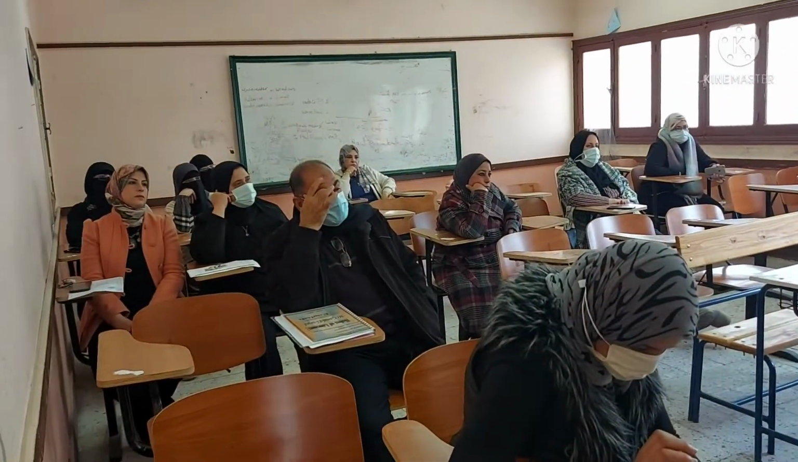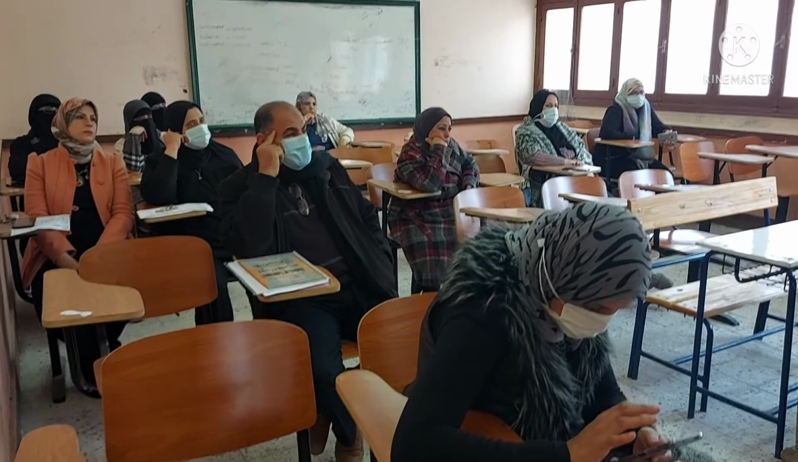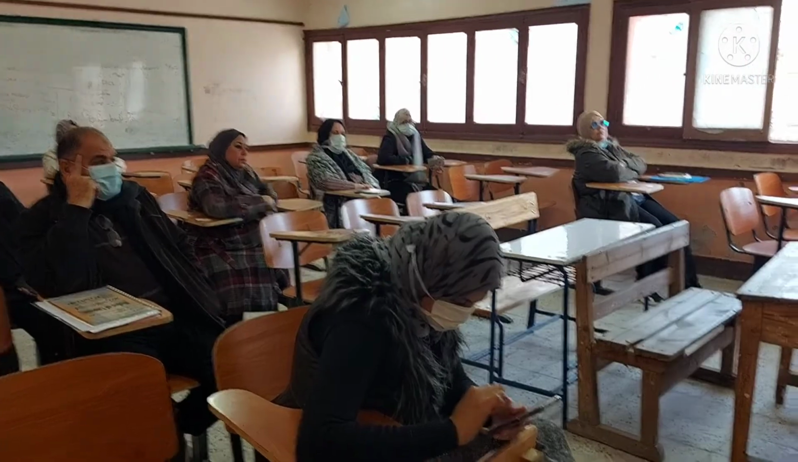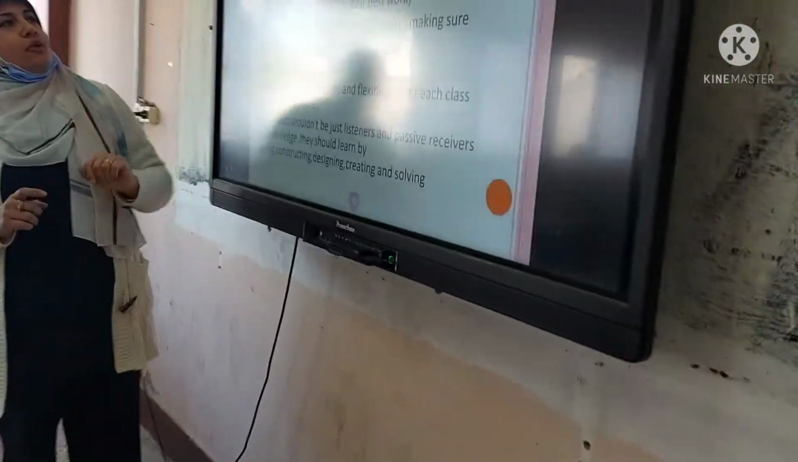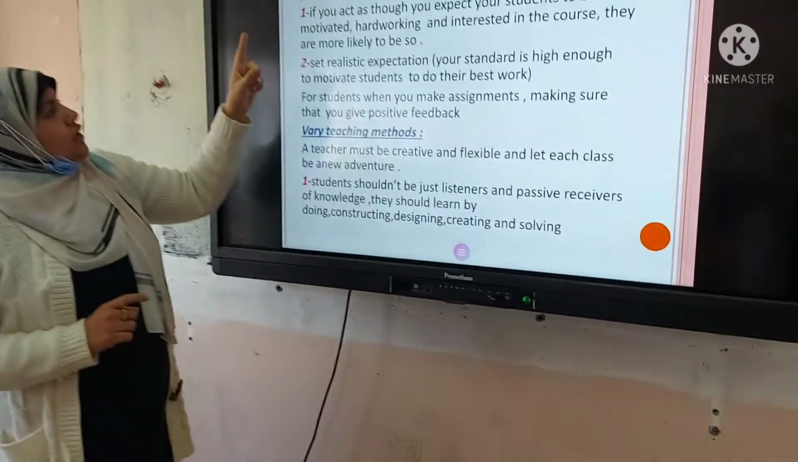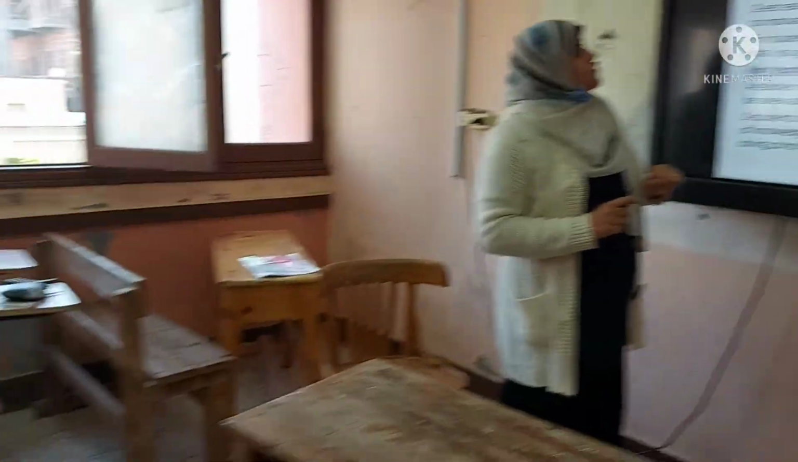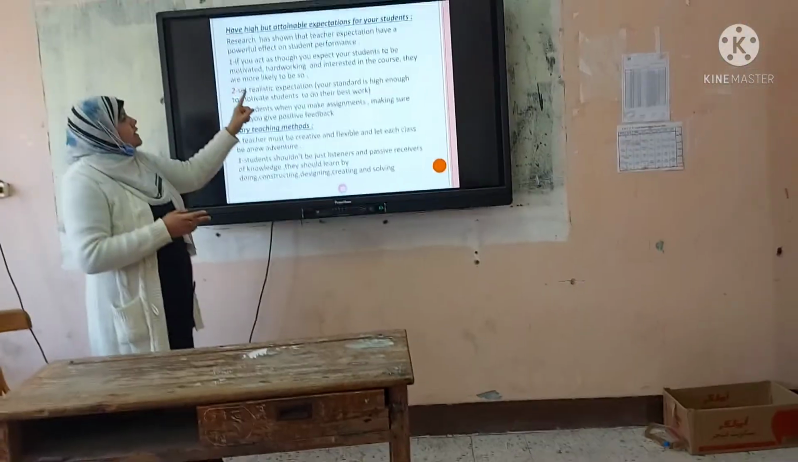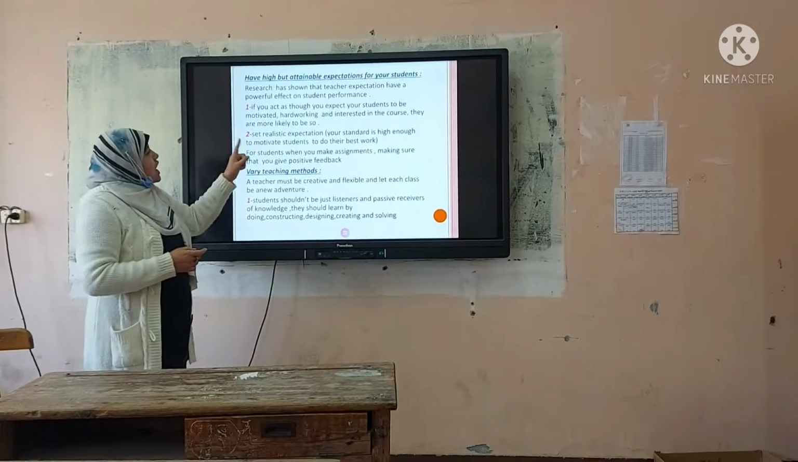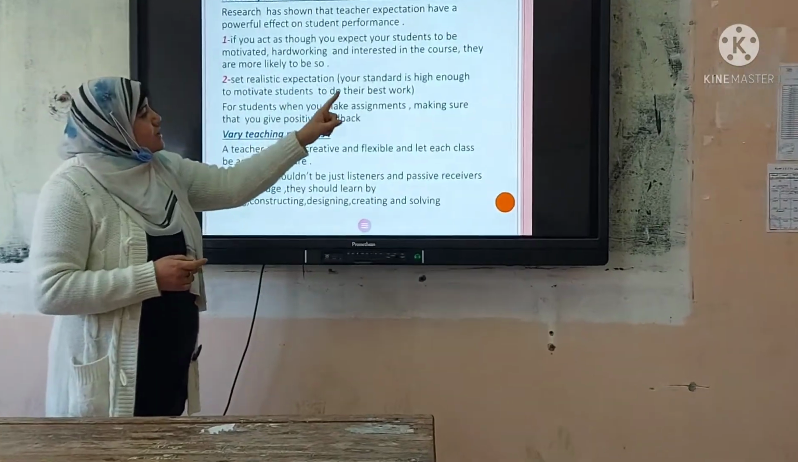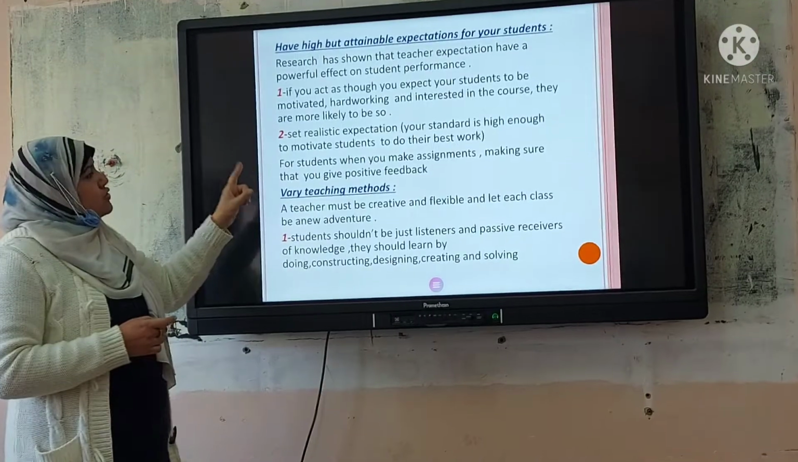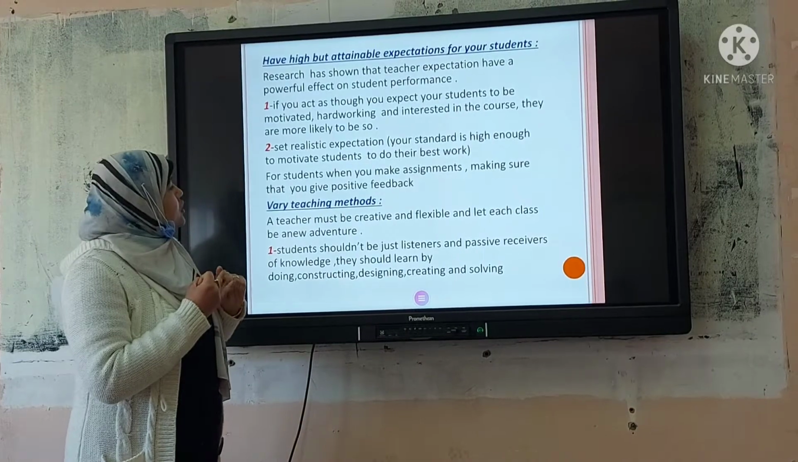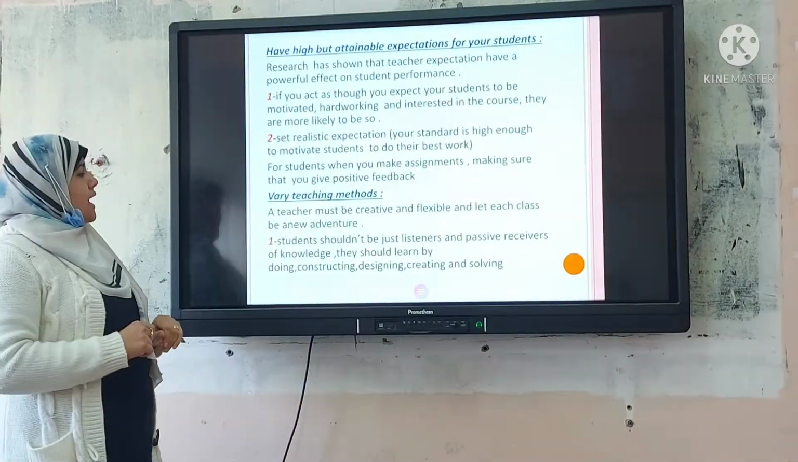The fourth element: have high but attainable expectations for your students. Research has shown that teacher expectations have a powerful effect on students' performance. If you act as though you expect your students to be motivated, hardworking, and interested in the course, they are more likely to be so. Number two, set realistic expectations. Your standard should be high enough to motivate students to do their best work. When you make assignments, make sure you give positive feedback.